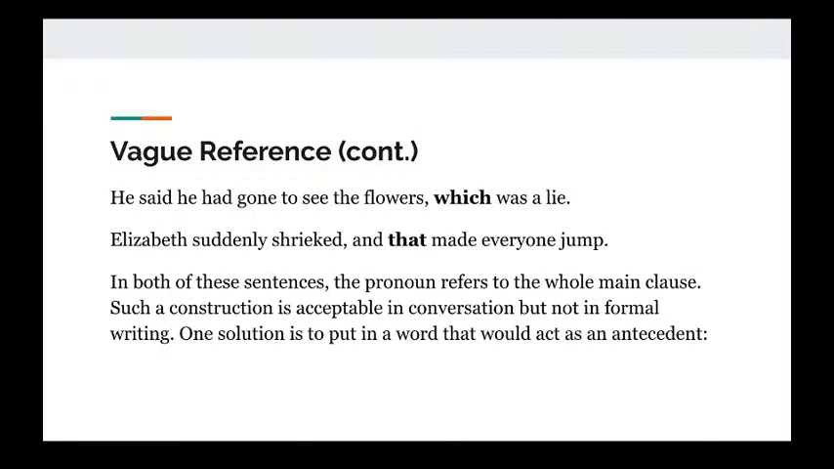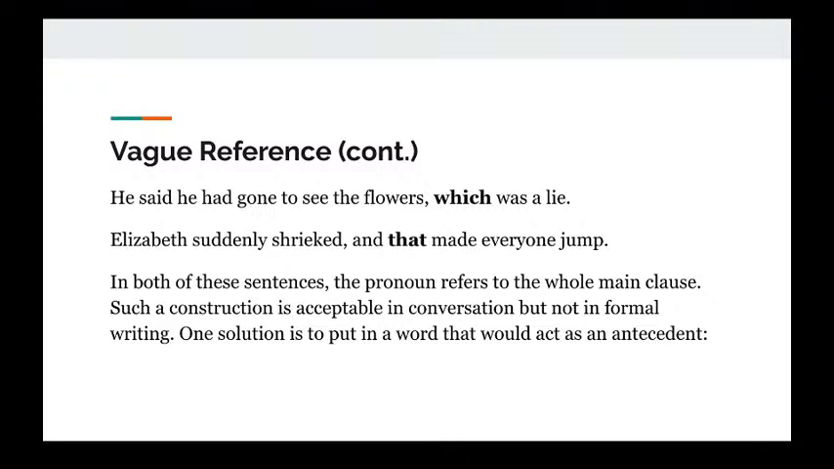But for more vague references, we have: he said he had gone to see the flowers, which was a lie. Elizabeth suddenly shrieked, and that made everyone jump. In both of these sentences, the pronoun refers to the whole main clause. Such a construction is acceptable in conversation, but it is not formal in writing.